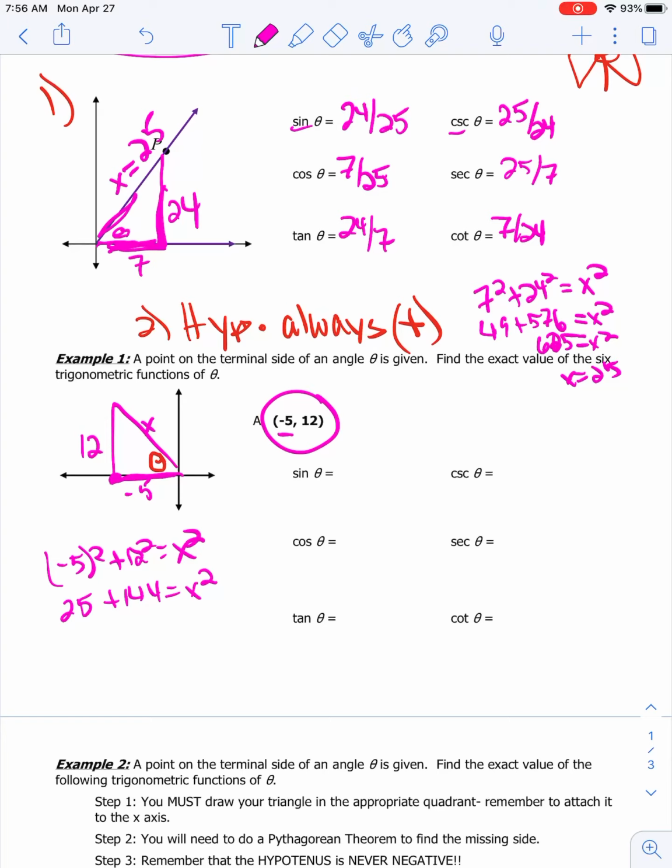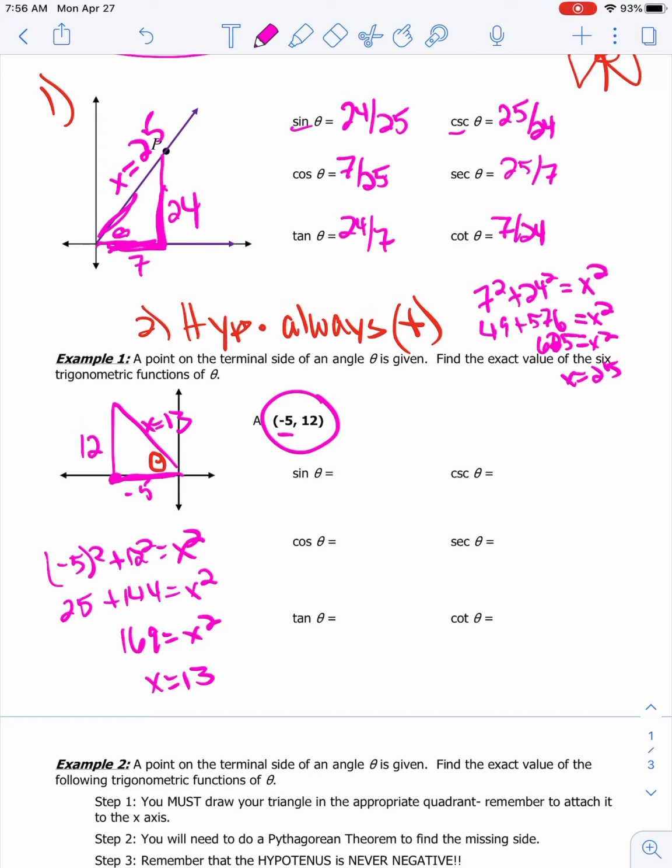Okay? But if you have a 30, 60, 90 or 45, 45, 90 triangle, then you should know what the relationships are between those sides. You have to simplify those. This one turns out nice again, though. 169 equals x squared, so x equals 13.